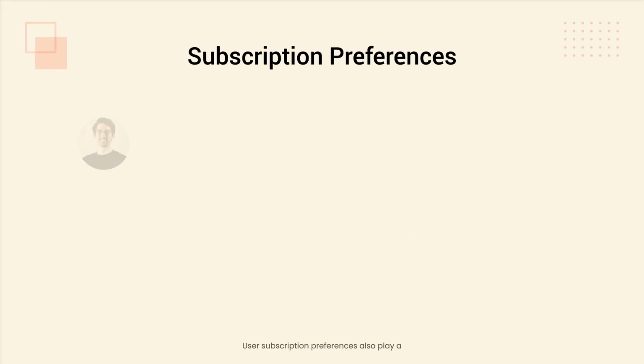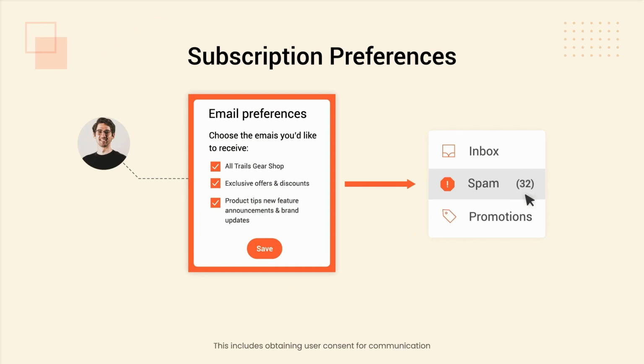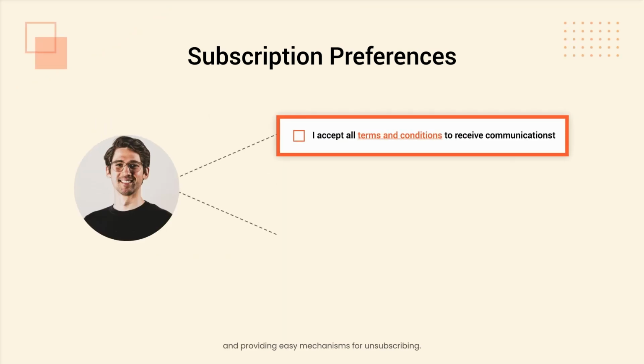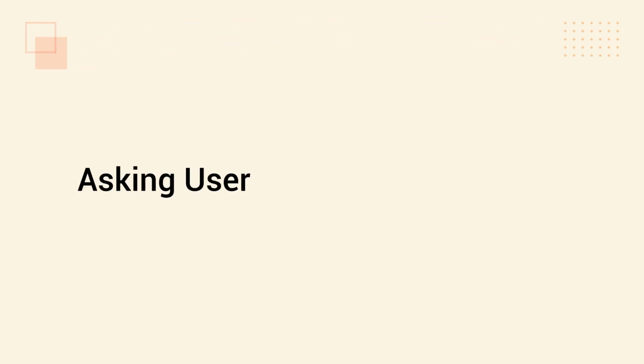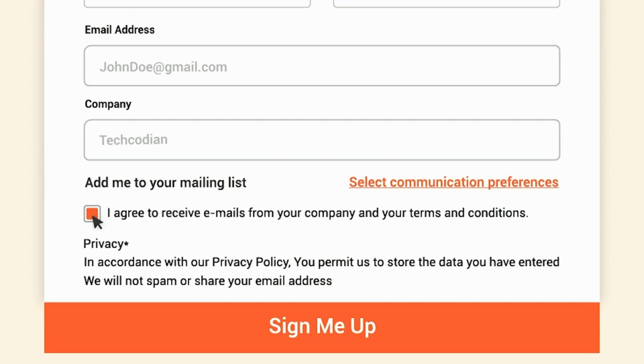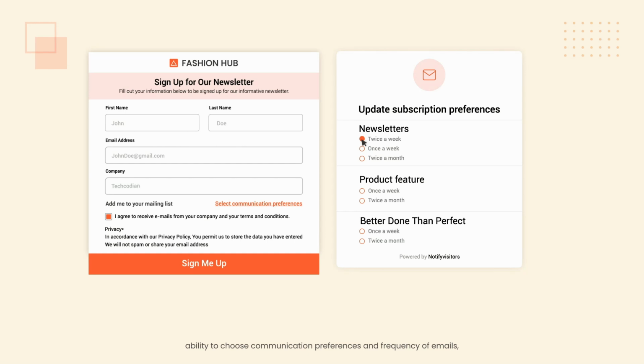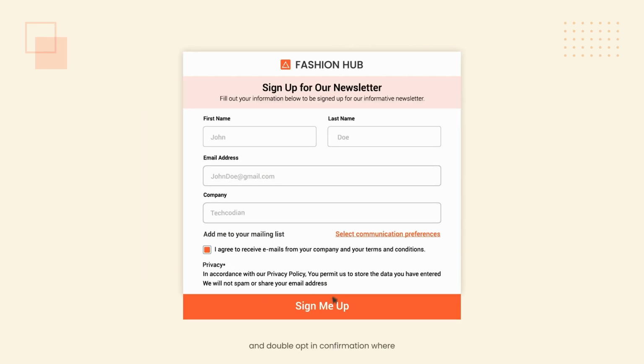Subscription preferences. User subscription preferences also play a crucial role in keeping the spam rate in control. This includes obtaining user consent for communication and providing easy mechanisms for unsubscribing. Asking user consent to subscribe. When inviting users to subscribe to your email list, it's crucial to obtain their explicit consent to receive communications from your organization, such as a clear opt-in process, transparent privacy policy, and terms and conditions. Ability to choose communication preferences and frequency of emails. And double opt-in confirmation, where users are required to confirm their subscription via a verification email.